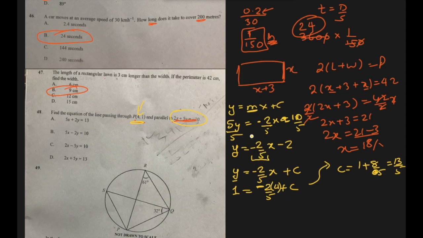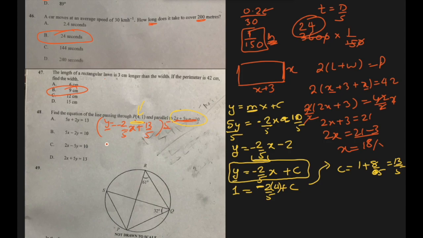13 over 5. So now this was my equation. In place of c I will just put 13 over 5 and then simplify that equation. So y equal to minus 2 over 5 x plus 13 over 5. Let's get rid of this denominator because our options don't have any denominator. So I'll multiply the whole equation by 5.